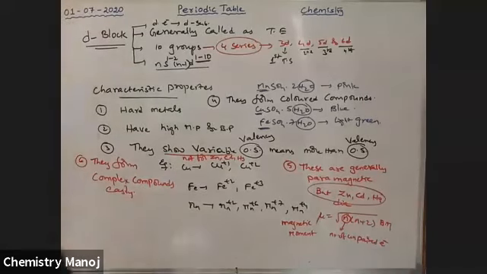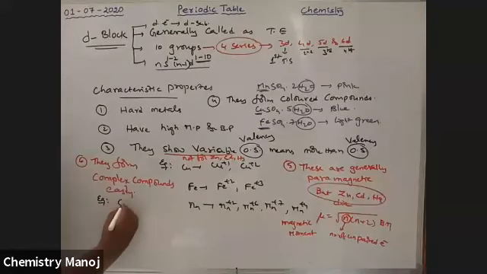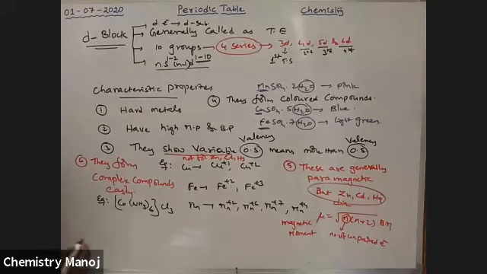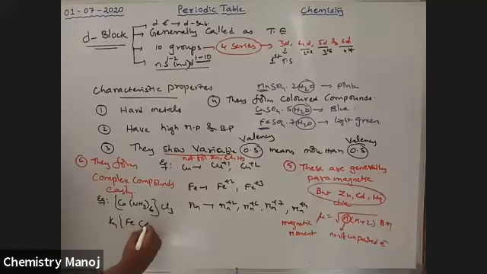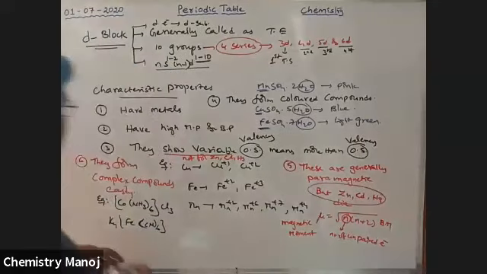The best examples for these are, for example, Co(NH3)6 Cl3, cobalt hexaammine chloride. Yes, good, my dear boy. Next one, K4[Fe(CN)6]. These are the examples for our complex compounds. Next point, that is the seventh one.